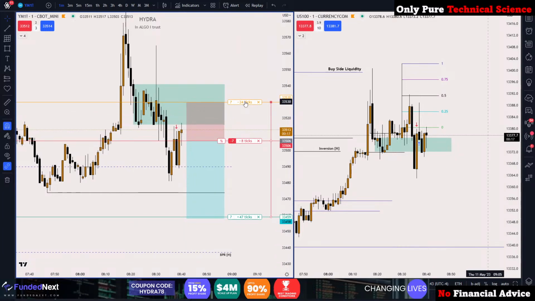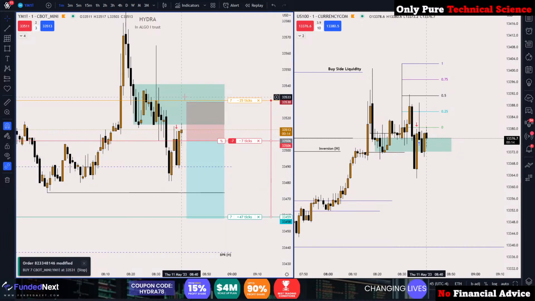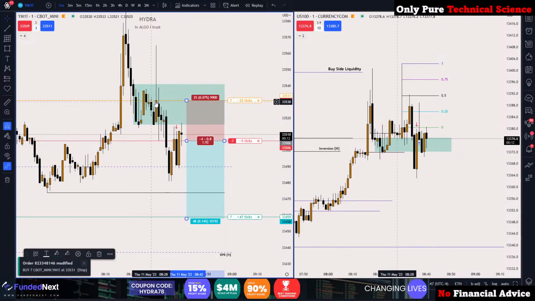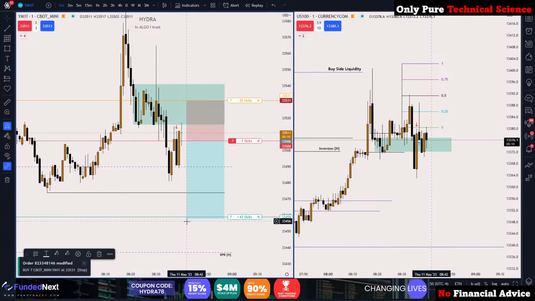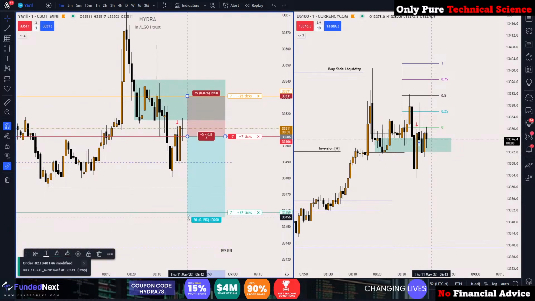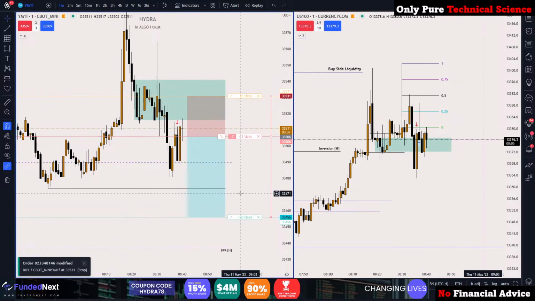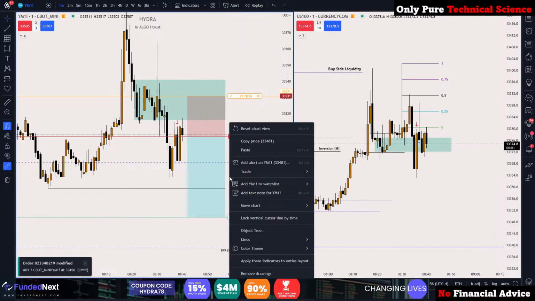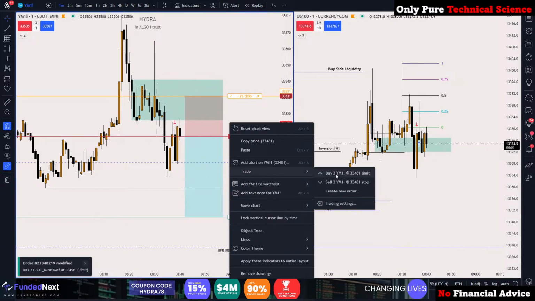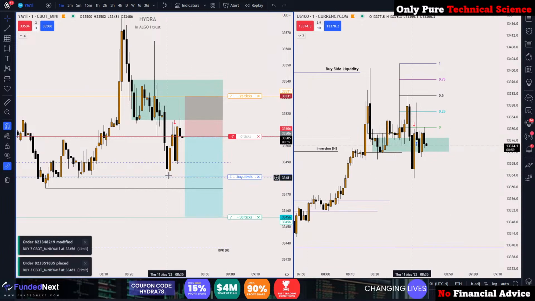So yeah, let's wait and see how price behaves, and I'll move my stop loss above this candle and my TP to R as always, like this. A partial will be below here. Okay, let's see if it gives us a partial or not. Below this low.